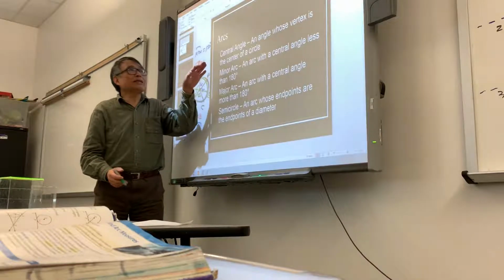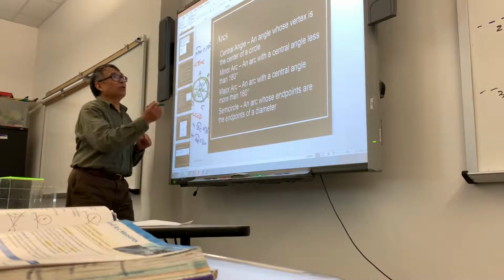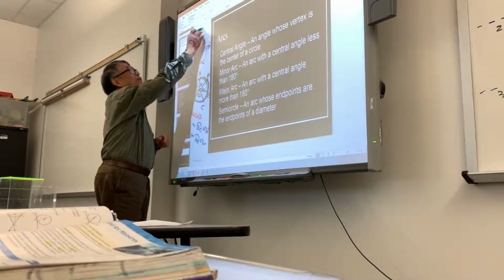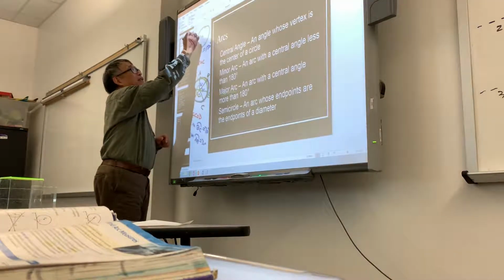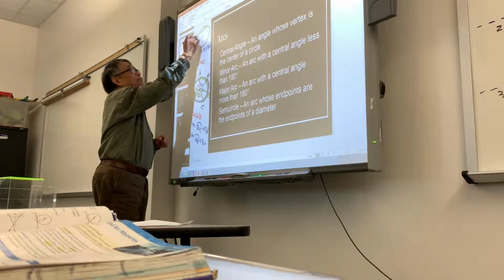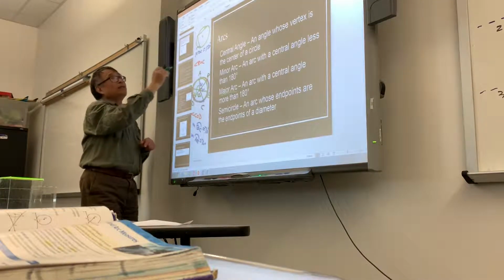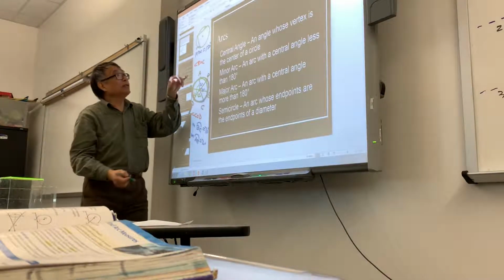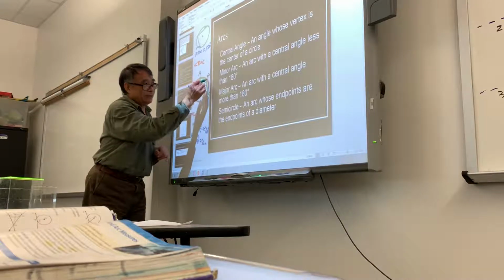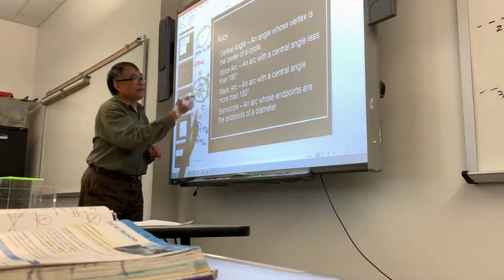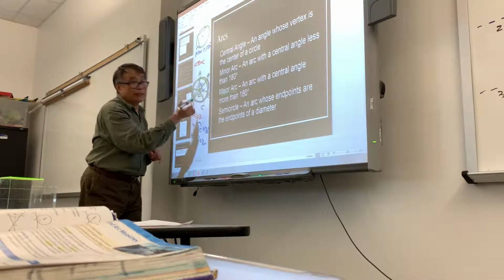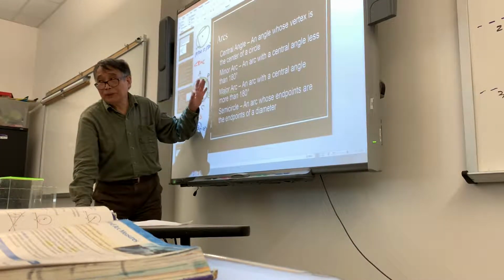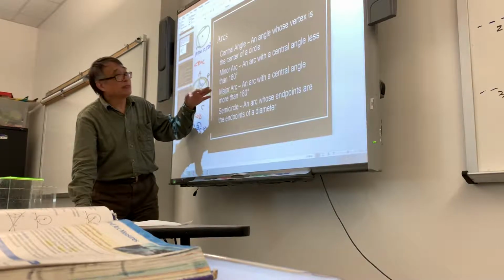Again, central angle is first important. What is the central angle? The vertex is in the center. For instance, we have another circle. This is the center. And this angle is not central angle because the vertex is on the circle. Must be in the center. This is the central angle. This please? Good. Central angle, how many degrees? The arc, how many degrees?